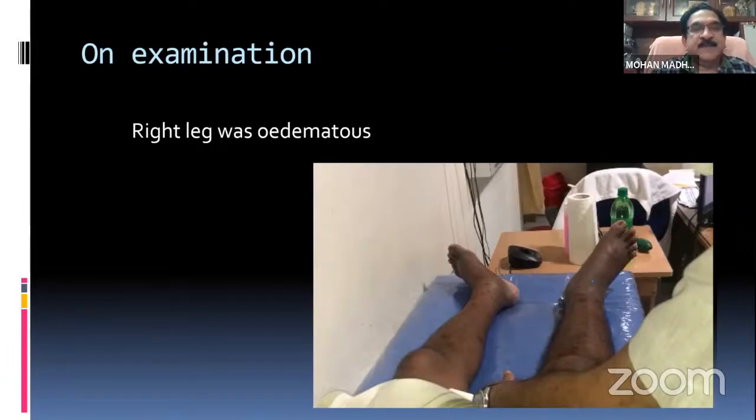Now, on examination, the right leg was edematous, as you can see there. These are the examination findings.